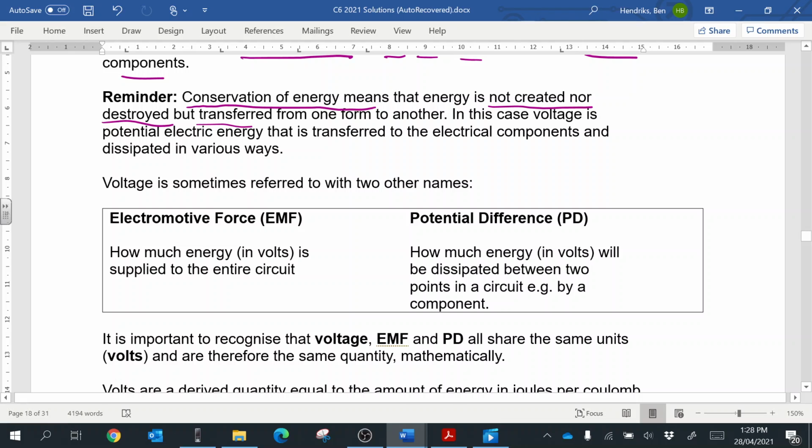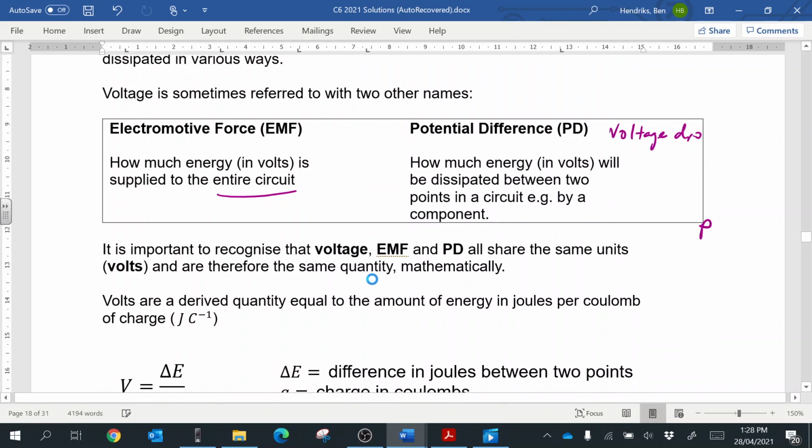Voltage is sometimes referred to with two other names, so you may see these in some questions that come up for you. So we have electromotive force, and it is how much energy in volts is supplied to the entire circuit. Okay, and potential difference is how much energy in volts will be used between 2 points in a circuit by a component, and we also call this voltage drop as well. So the potential difference or voltage drop between the 2 points.